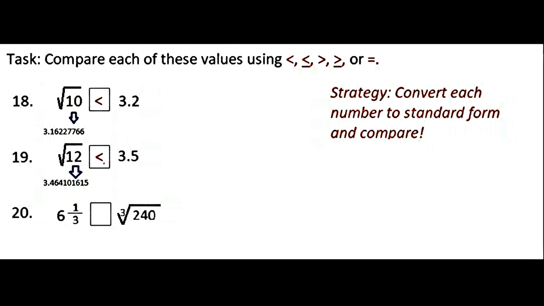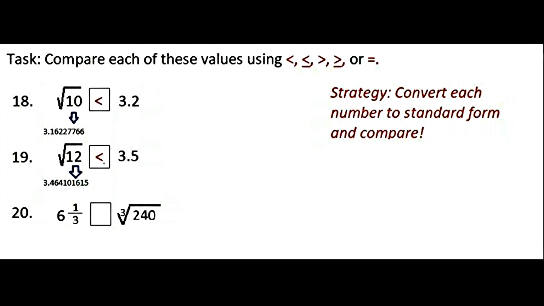Number 20, 6 1/3. We're going to compare that, and that symbol means the cube root of 240. So in other words, it's not square root, it's cube root. And a cube root is a number that you multiply by itself 3 times to get whatever number you're looking for. So the cube root of 8 is 2. 2 times 2 is 4, 4 times 2 is 8. So that's what we mean by cube root.